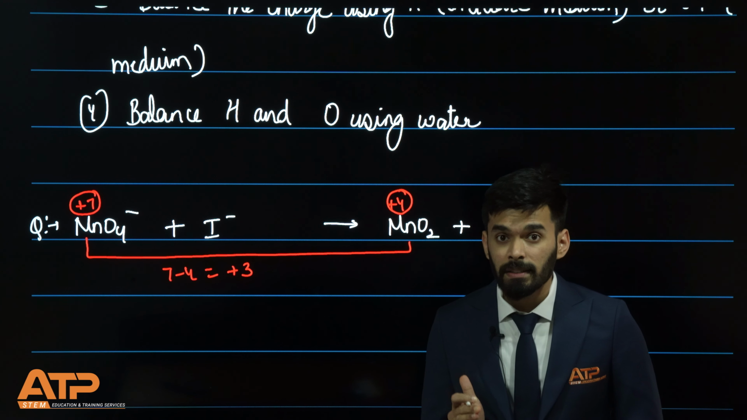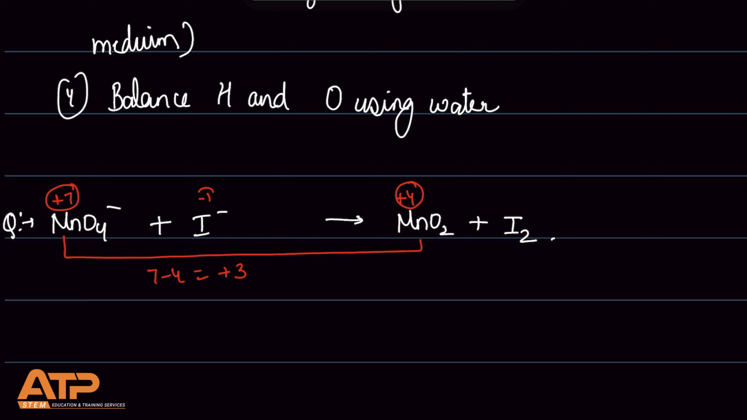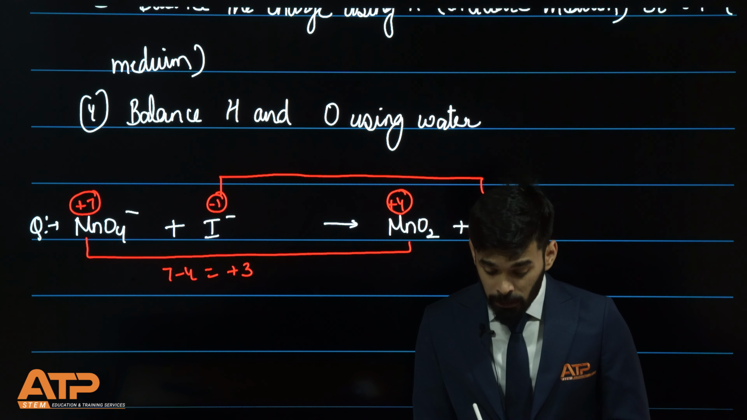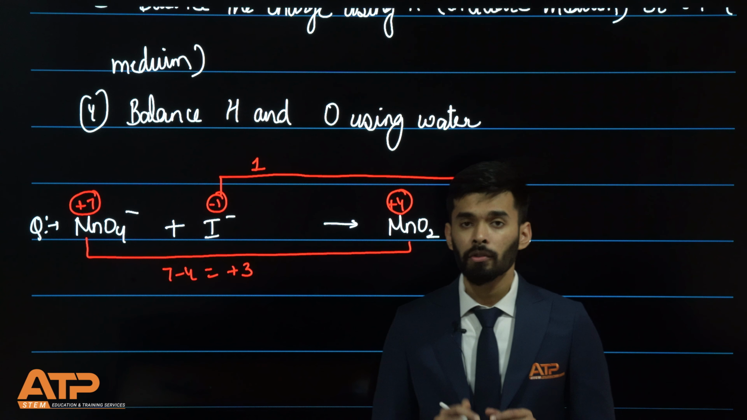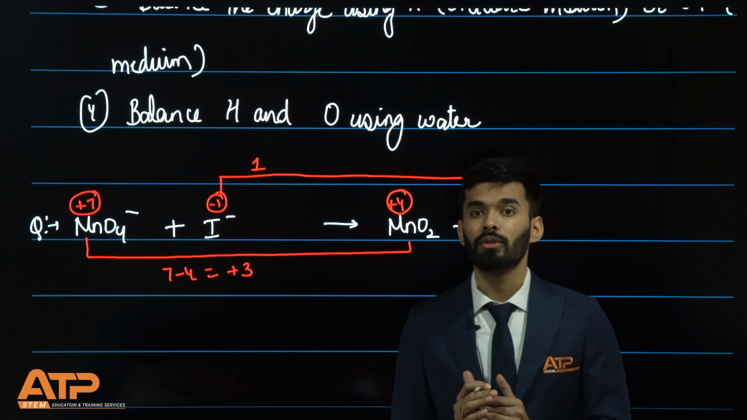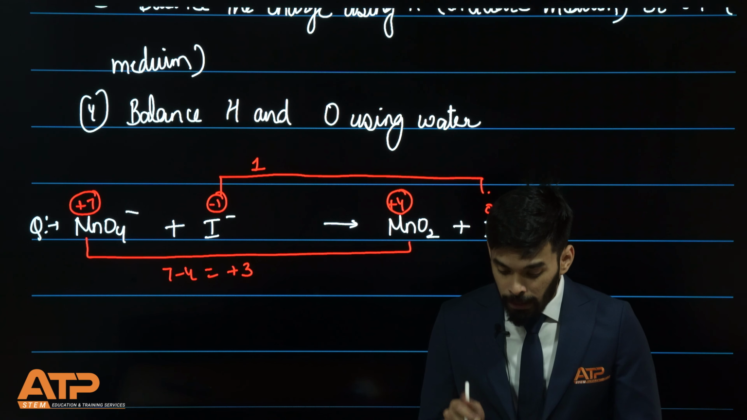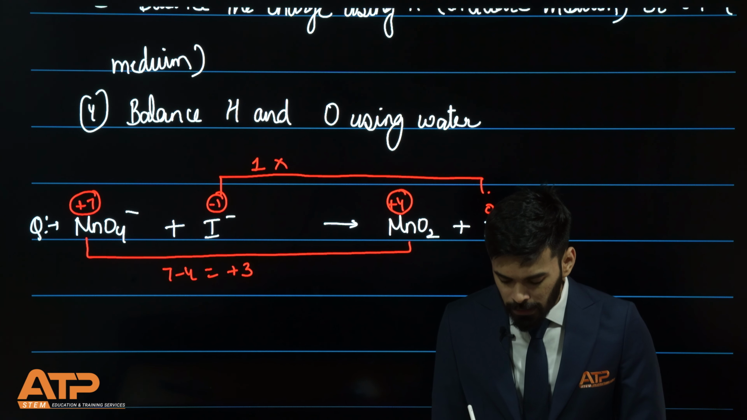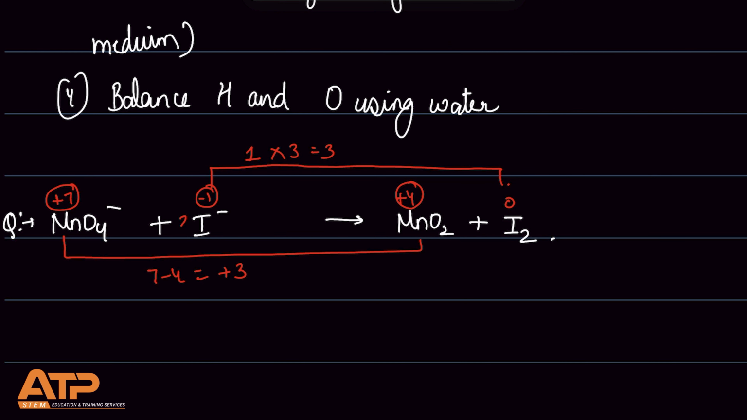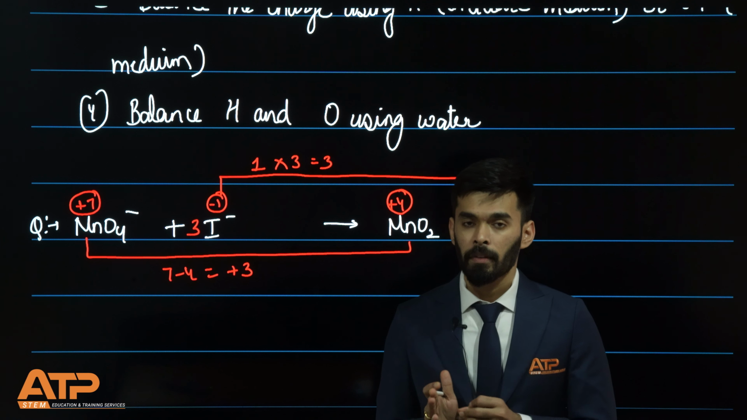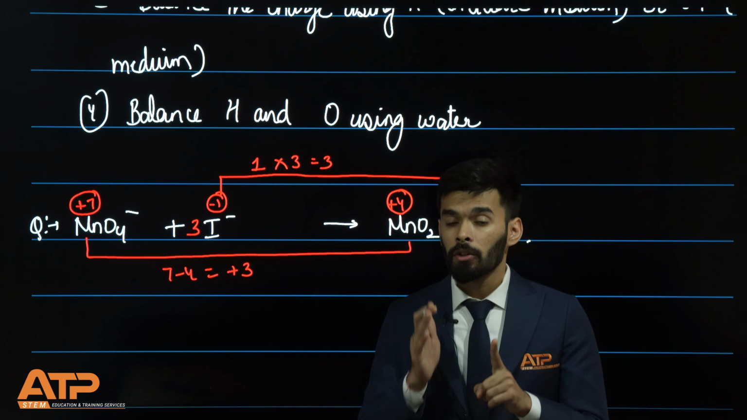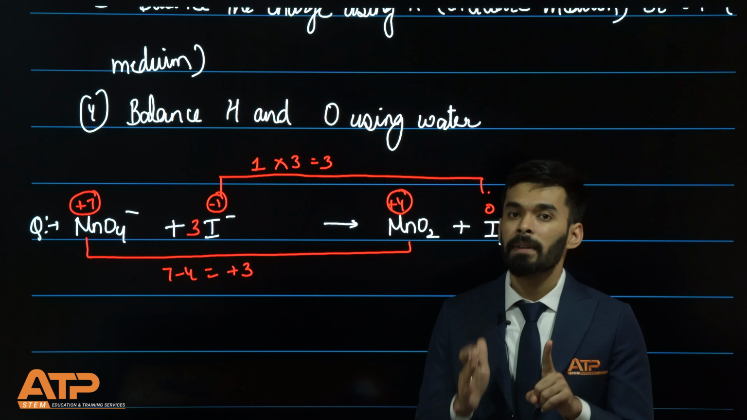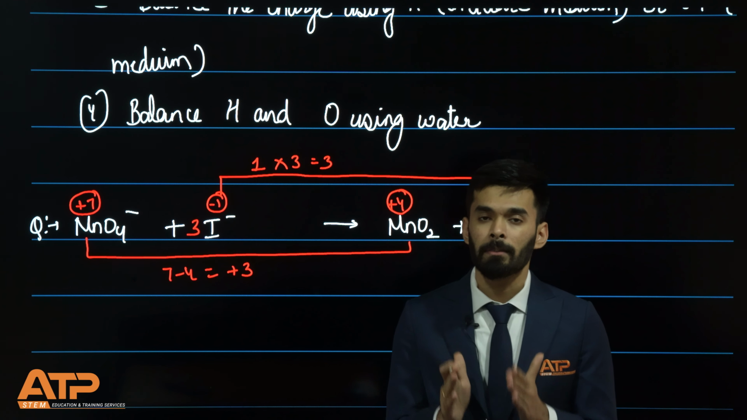Whereas oxidation state of iodine here is -1 and here is 0. So what is the change in oxidation state of iodine? The change in oxidation state of iodine is 1. So we have to make the change equal in both half reactions. We can do that by multiplying this iodine with 3 so that the change in oxidation number in both half reactions becomes equal to 3. So we are done with the first step, which was to calculate the change in oxidation number and make the change equal by multiplying with a suitable number.